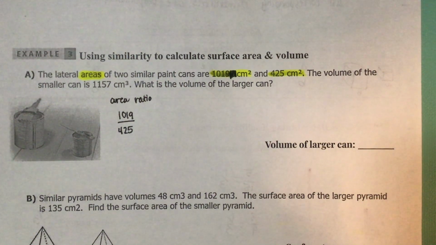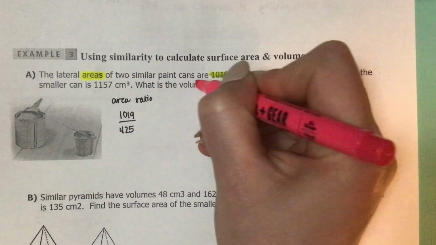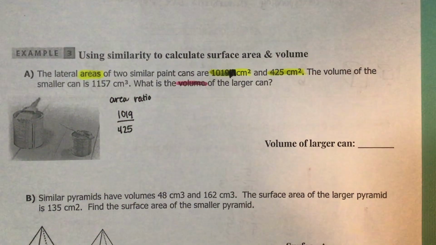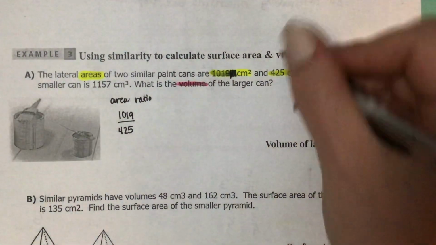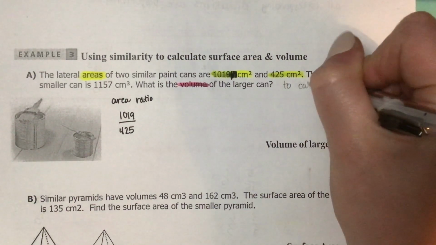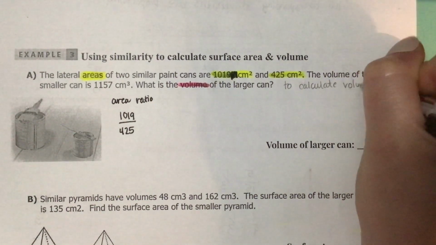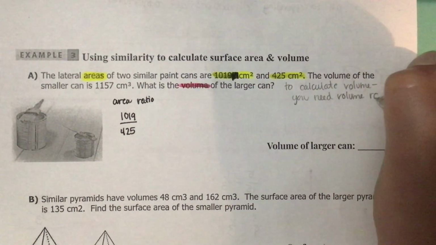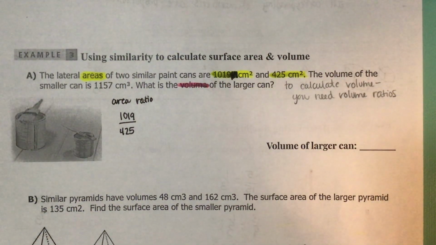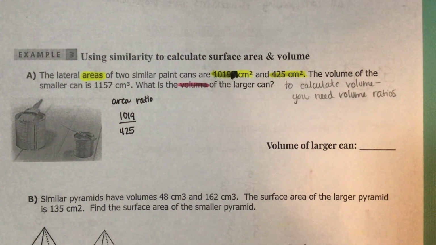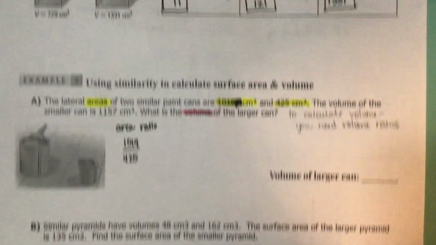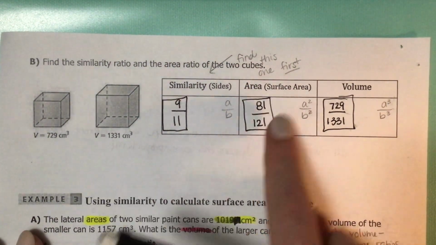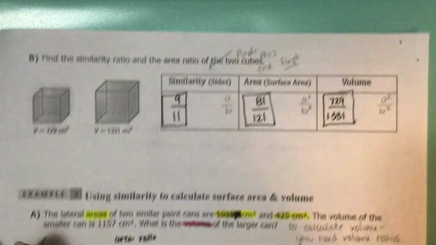We are going to try to calculate volume. In order to calculate volume, you have to have volume ratios. So I'm actually going to write that out too, because that's pretty important. To calculate volume, you need volume ratios. But here's the thing. The only way you can get a volume ratio is by first finding the similarity ratio. So what we're going to do is the strategy that we did up here. Right now we have area ratio. We're going to square root to get similarity ratio, okay?